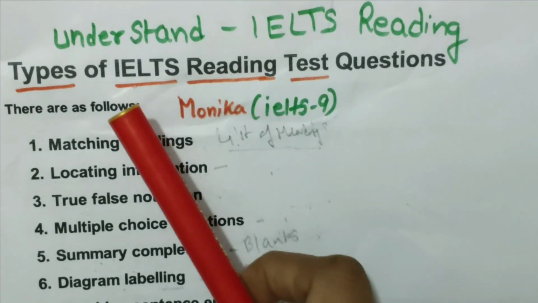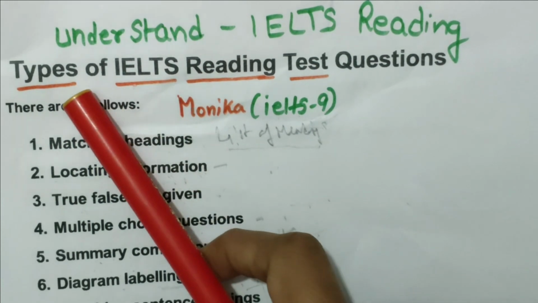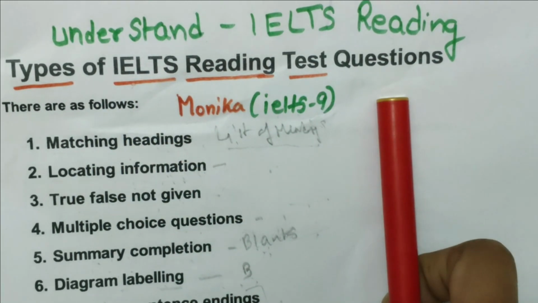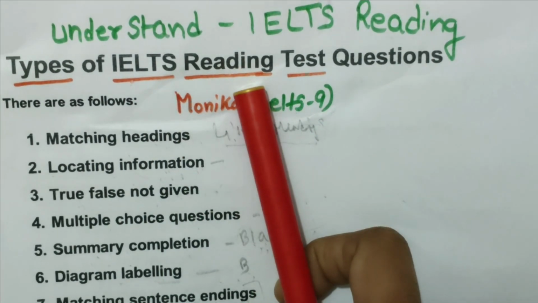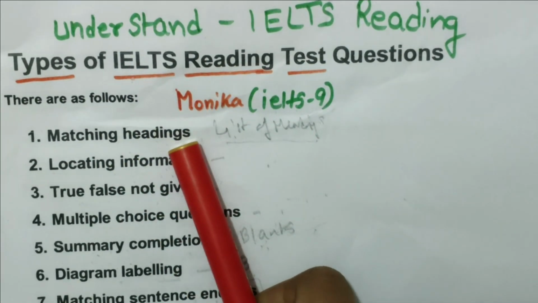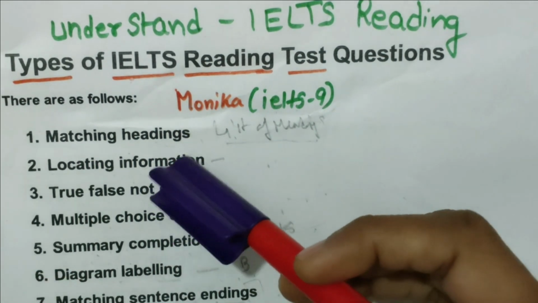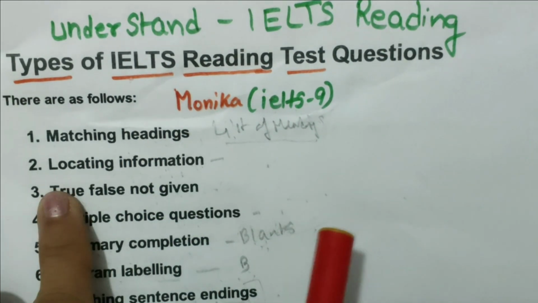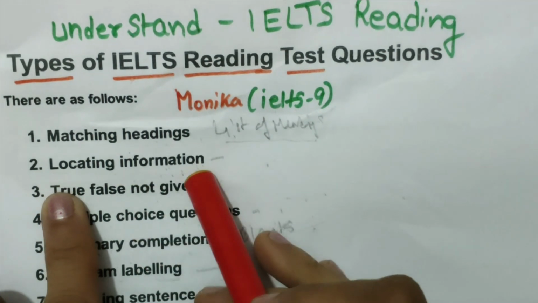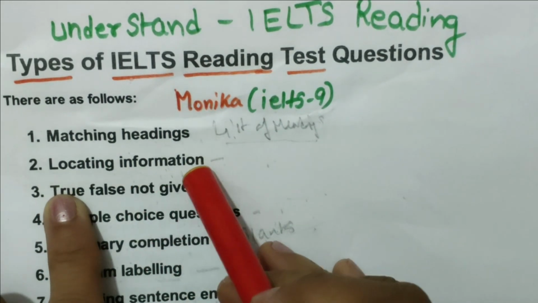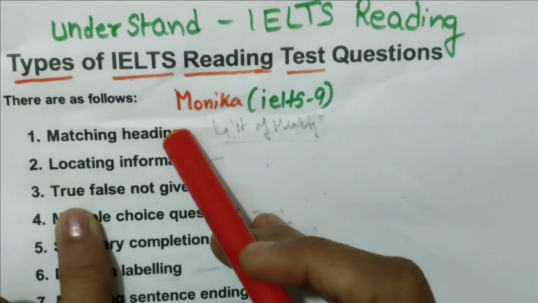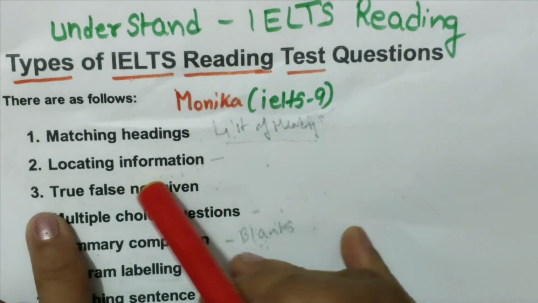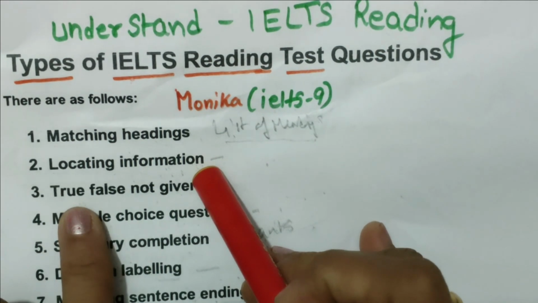So we are understanding the types of IELTS reading test questions, and we will understand each and everything in IELTS reading test questions. In the first video we have already covered matching headings. Now in this video we are going to cover locating information, meaning which section contains the following information. I will show you the difference between list of headings and which section contains the following information.